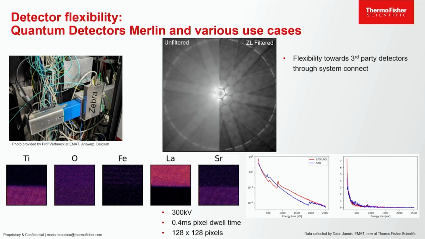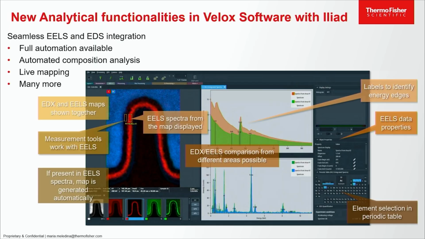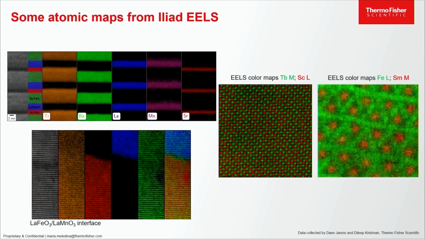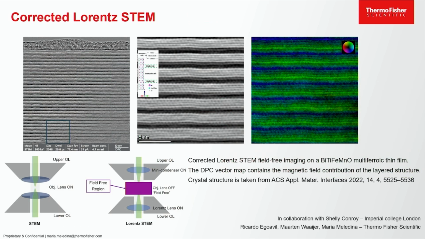I will not stop here for much. There is also low loss and so on. But I'm now going to jump to software, because software is super important for the ease of use. In Iliad, EELS is implemented into Velox with a lot of nice goodies. I don't have much time, so I will rush through the final. We can do atomic mapping, you probably could expect this. Some examples are here.